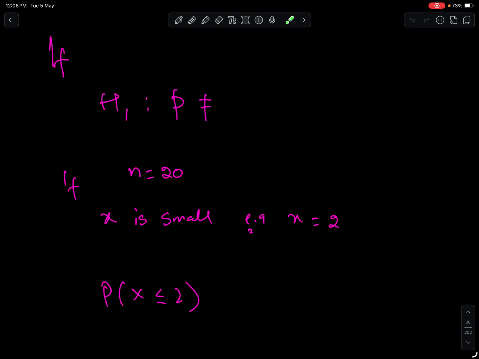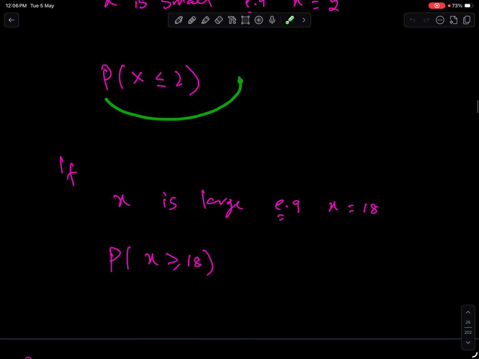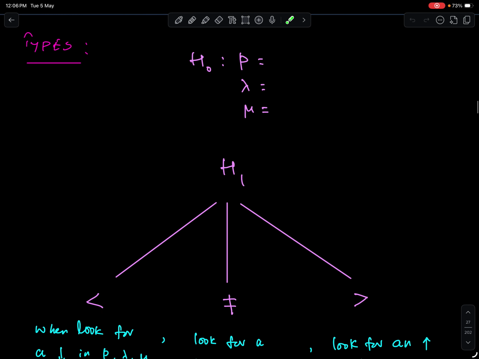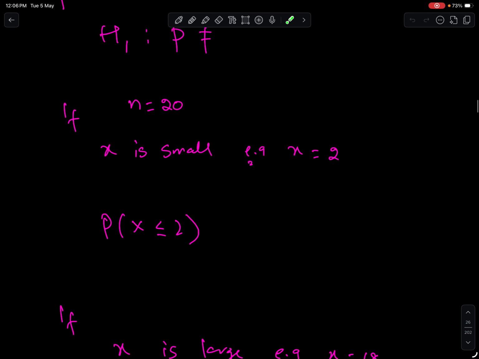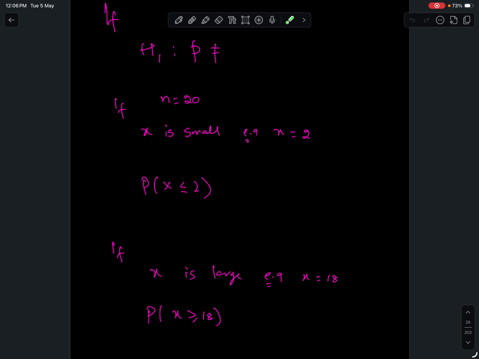If H1 says P is not equal, that means a two-tail test, and if X is small, then do the lower tail test. This means lower tail. If X is large, then do the upper tail test. In a two-tail test, I repeat, if X is small, then go for a lower tail test, and if X is close to N, then go for an upper tail test.